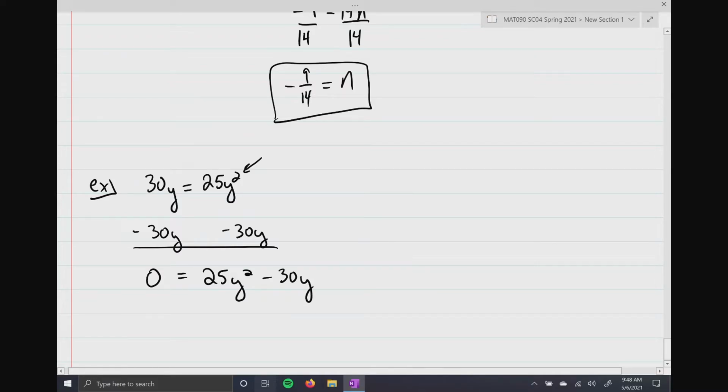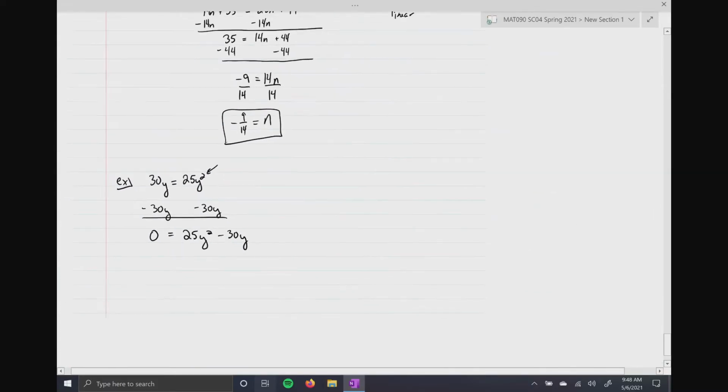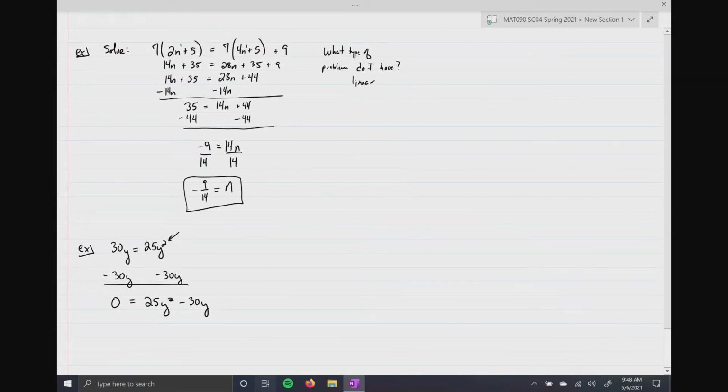Now, before I move any further, I'm going to zoom out here because I want you to see the difference. In the previous problem, we determined it was linear, which meant step 1, we look for fractions. Step 2, we do parentheses and stuff. In the second example, this is quadratic. I set it equal to 0. Do you see how different those methods of solving are? It's all about what type of problem you have.